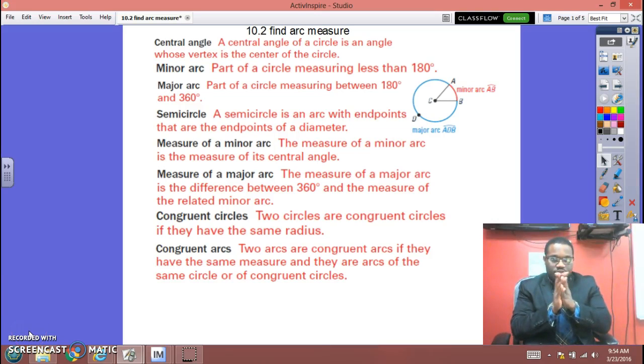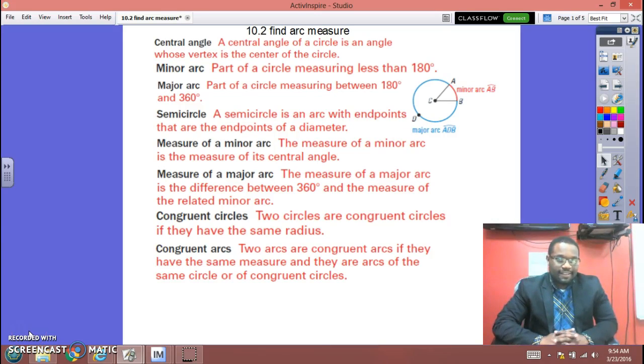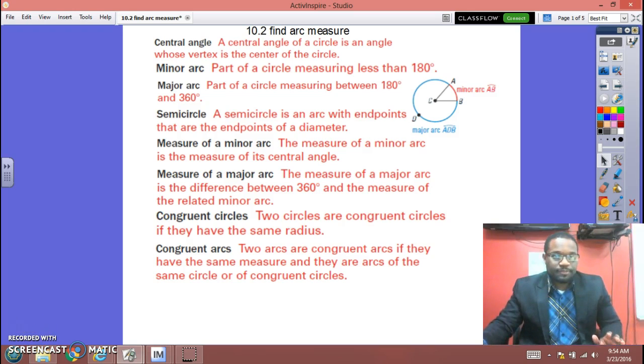Okay, my pretties. Find arc measure. Starting off with several definitions that we need to know. They're important and you need to know what I'm referencing. So run through these real quick.